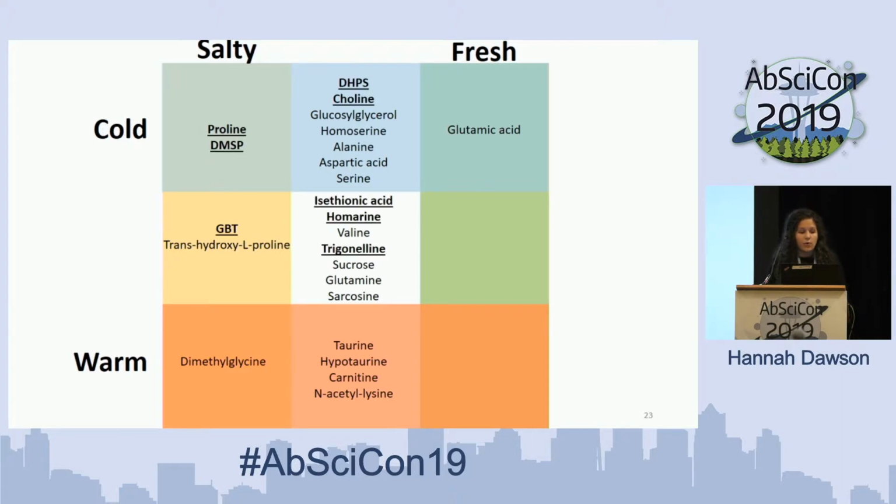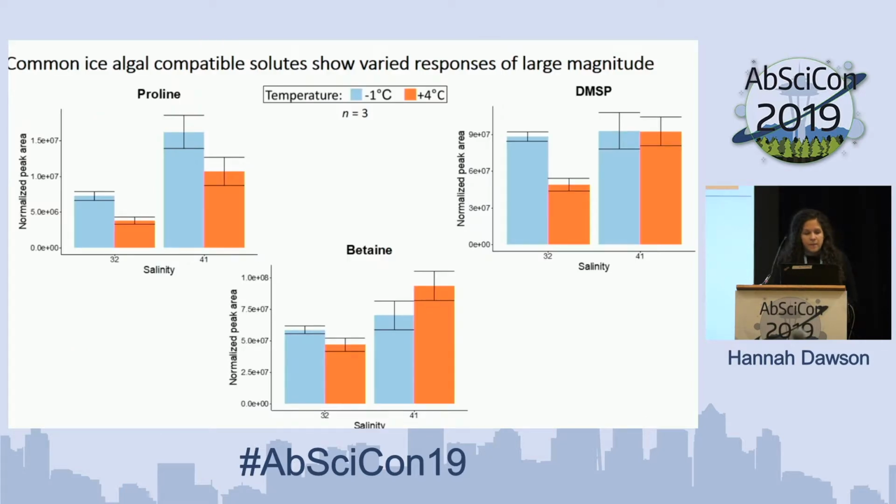And today I'm just going to talk a little bit more about a few of these compounds in particular. So those 3 compatible solutes I mentioned that are common in ice algae in particular, here I'm showing you proline, DMSP, and betaine. For proline, we saw that even though we were getting those less than 10% growth rate changes, really large magnitude changes in the concentration of proline, both in response to cold temperature and in response to higher salinity, with an additive effect up to a 4-fold increase in proline concentrations and reaching high concentrations around 50 millimolar. And here I have this as normalized peak area, which is like relative abundance, but we do have estimates for absolute concentration as well, which is that 50 millimolar.